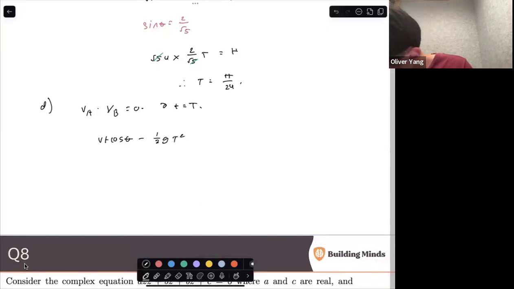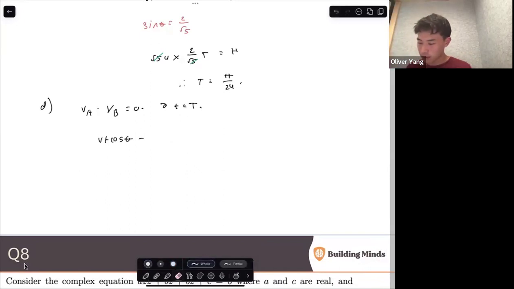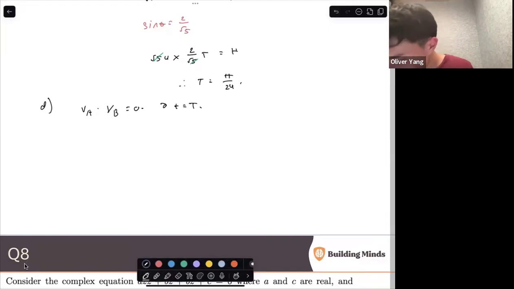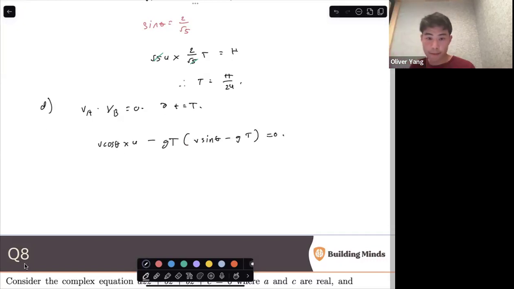So let's do this. T squared. Oops, sorry, my bad. This is not the velocity formula. This is the cos theta times u. So times u minus gt sine theta minus gt equals 0. Right?